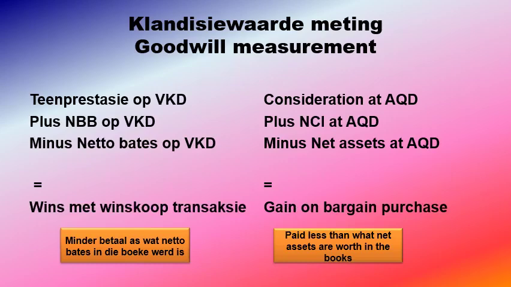If you ended up paying less than what the company was worth, meaning this formula is going to give you a negative answer, we call that a gain on a bargain purchase, because you purchased it for cheaper than what it actually is worth. So a gain on a bargain purchase is a profit or loss account that closes off to retained earnings like any other profit or loss that you make.